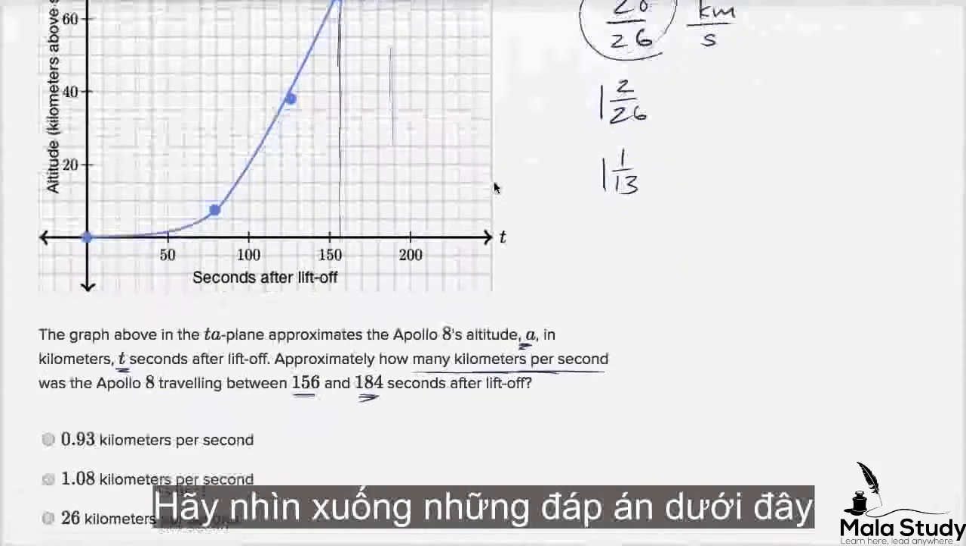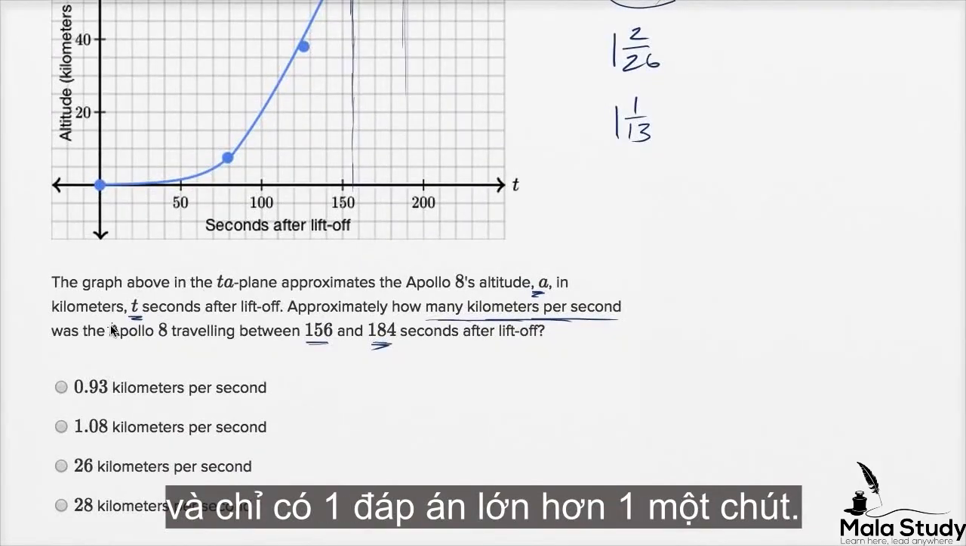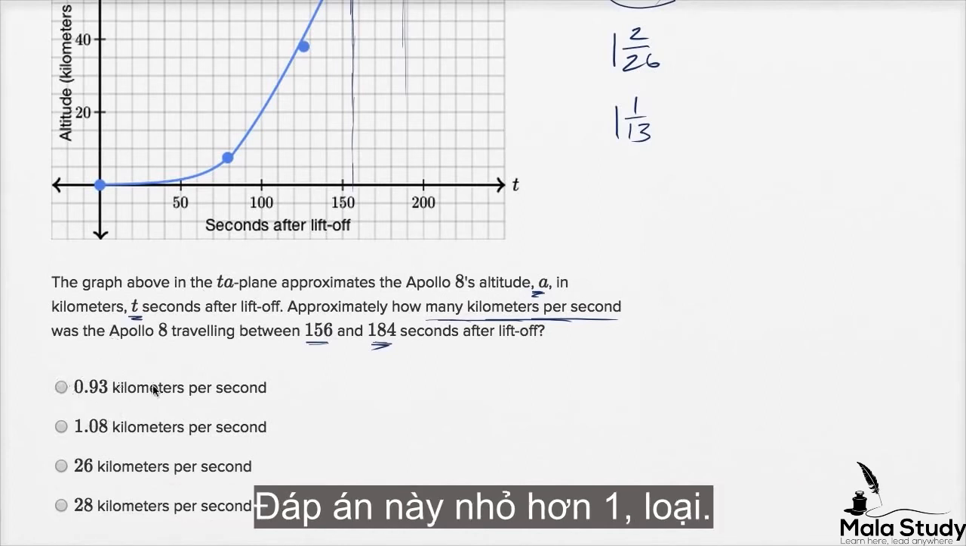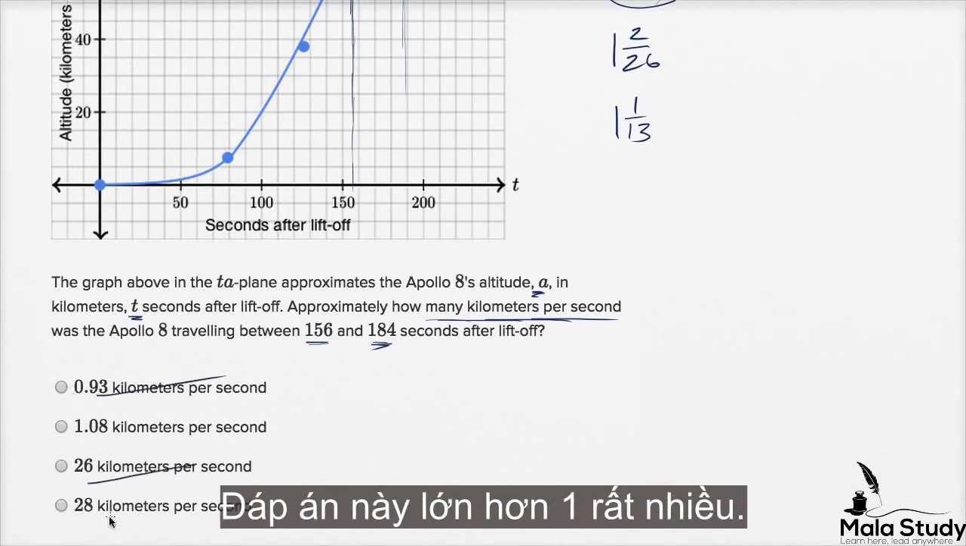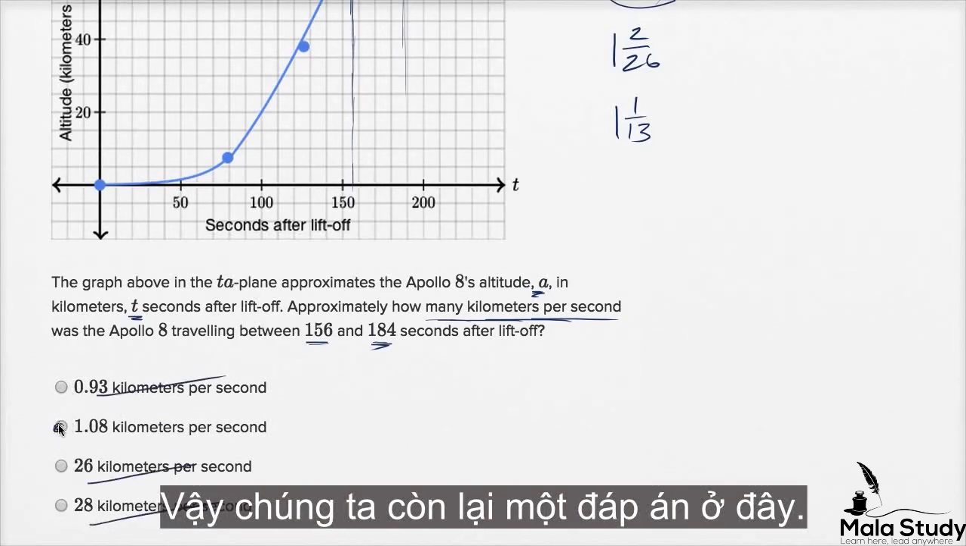So let's look at the choices right over here. And you look at the choices here, and only one of them is a little bit more than 1. This is less than 1, so you rule that out. This is a lot more than 1. So we would go with that one right there.